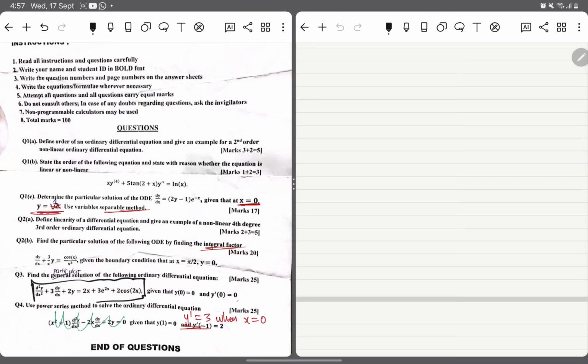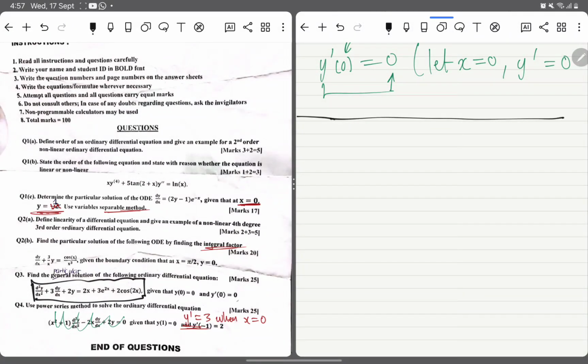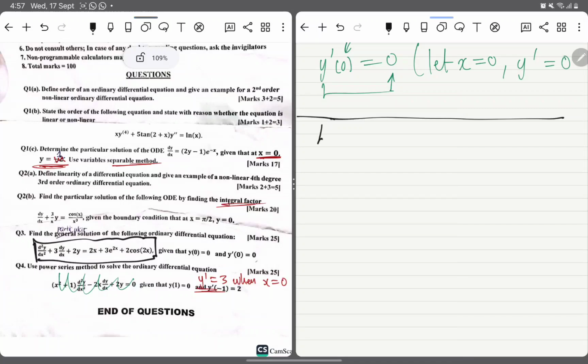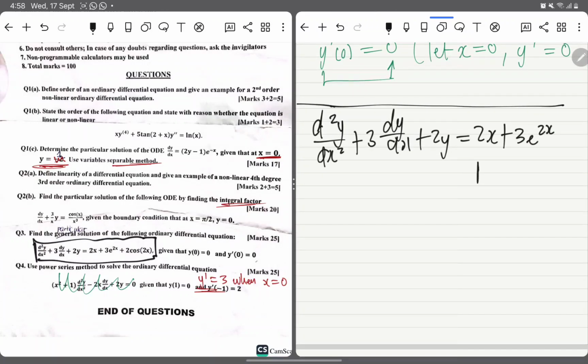Good. Now let's do this one that is actually given, where it is not equal to 0. You have the second derivative, but then it is equal to some function. So let's write what we have been given here. Class, if you zoom in, we have been given that the second derivative plus 3 times the first derivative plus 2y is equal to 2x plus 3e to the 2x plus 2 cos of 2x. This is what we've been given. So now we are continuing with this.